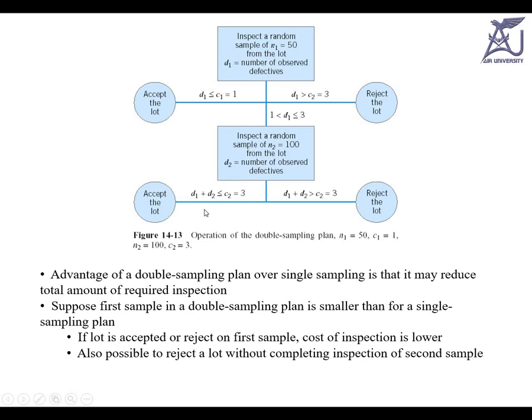This is the procedure for finding the probability of acceptance. So if you are asked to calculate the probability of acceptance of the double sampling plan, you will first calculate the probability of acceptance of the first sample, and then you will find the probability of acceptance of the second sample. You will sum up both probabilities, and that will be the total probability of acceptance of the double sampling plan.